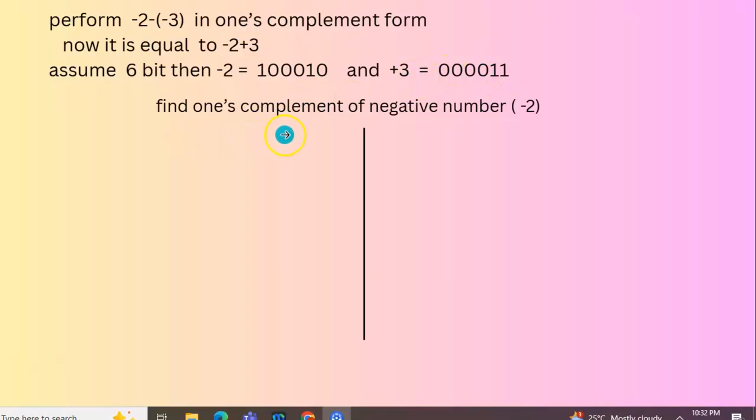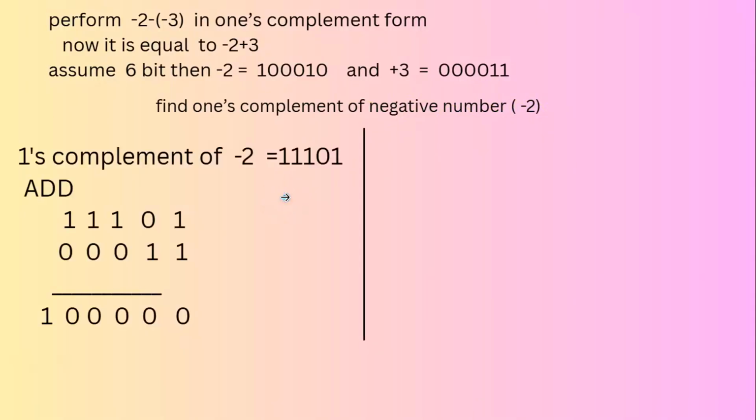Now find the 1's complement of the negative number minus 2. What we should observe here is that we consider only the magnitude. So you forget about the sign bit in both values. You take only the remaining 5 bits and find the 1's complement. The remaining 5 bits, if you find the 1's complement, will become 11101. Now you add this with the plus 3 value.